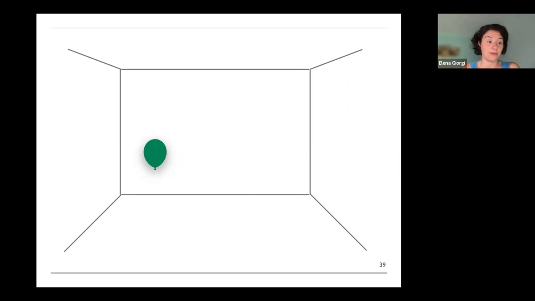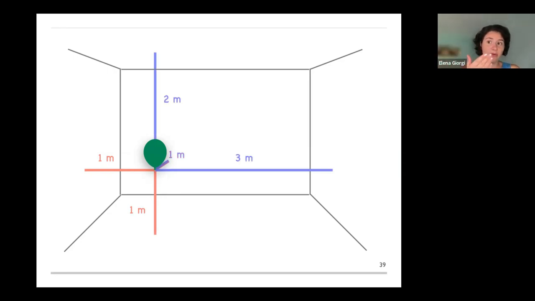But I can tell you where the balloon is in many different ways. I can tell you that the balloon is 1 meter away from the floor, 1 meter from the left wall, and 1 meter from the back wall. Or I could also tell you that the balloon is 2 meters from the ceiling, 3 meters away from the right wall, and 1 meter away from the back wall. Even though these two sets of numbers, 1, 1, 1 and 3, 2, 1, are very different, they are describing the same physical reality, the position of the balloon. And that's the important thing, the physical reality. But I still have to choose one way or another.